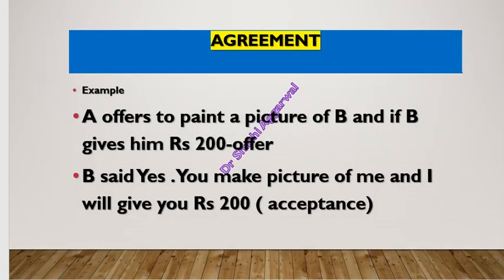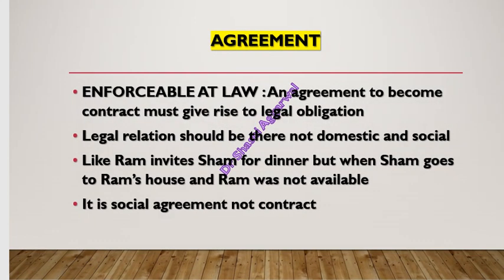A offers to paint a picture of B if B gives him rupees 200. So A is making an offer to B and B says, yes, you make a picture of me, I will give you 200. So this is the acceptance. Here it becomes the agreement. If the intention is to create the legal relationship, then it becomes a contract. So the agreement should be enforceable by law.